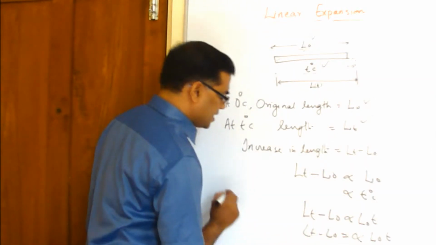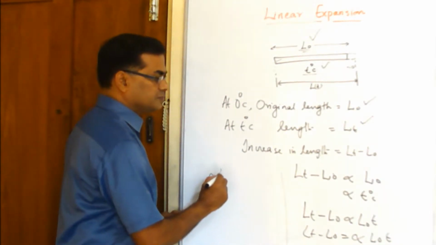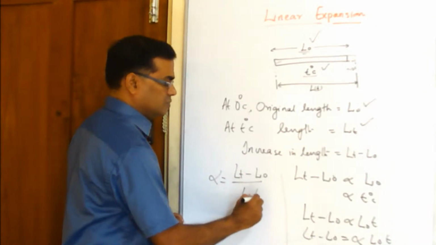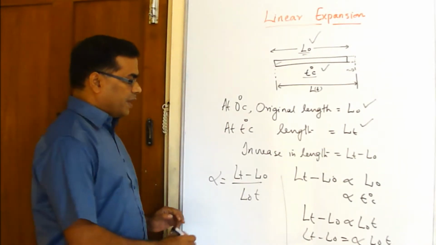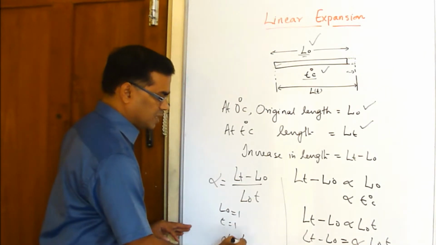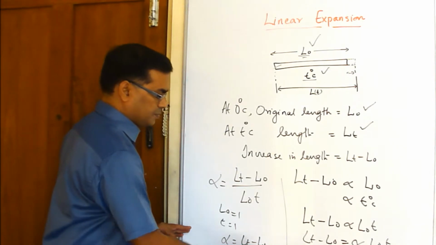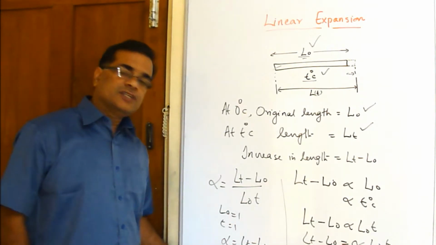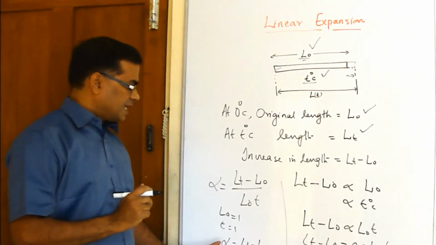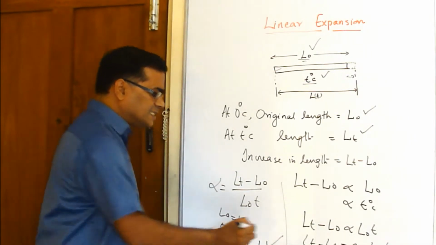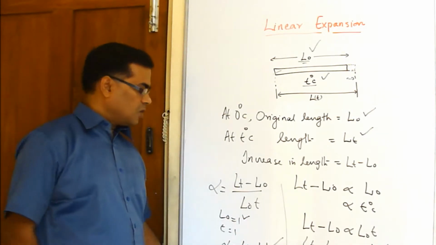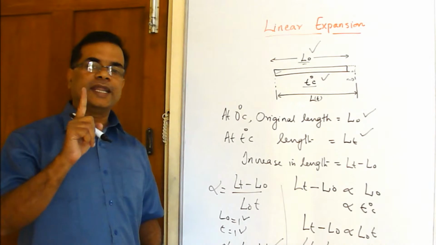From this we can write alpha as equal to LT minus L0 divided by L0T. When L0 is equal to 1 and T is equal to 1, alpha becomes equal to LT minus L0. That means the coefficient of linear expansion of a material is the increase in length of a rod of that material of unit length when its temperature is increased through 1 degree centigrade.